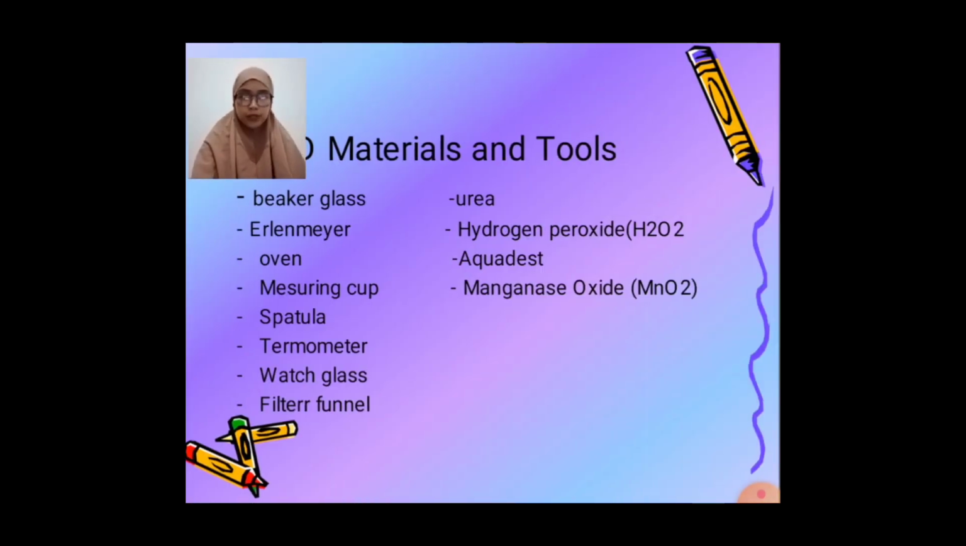Materials and tools: beaker glass, Erlenmeyer flask, measuring cup, spatula, thermometer, watch glass, filter paper, urea, hydrogen peroxide, aqueous solution, and manganese oxide.